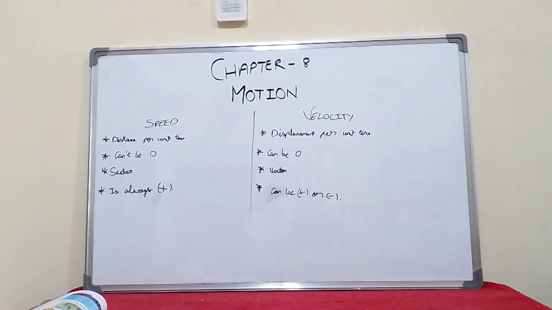So speed is always positive, as I had said, because you're covering a distance in a given amount of time. And velocity can be positive or negative because the displacement can be positive or negative. For example, if the car moves in a given amount of time to the left side, it will be negative. If it moves to the right side, it will be positive.